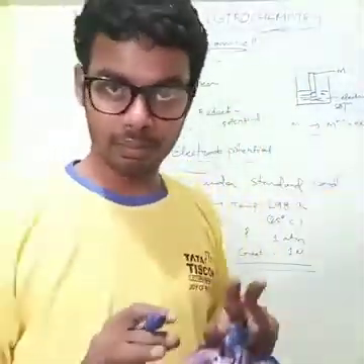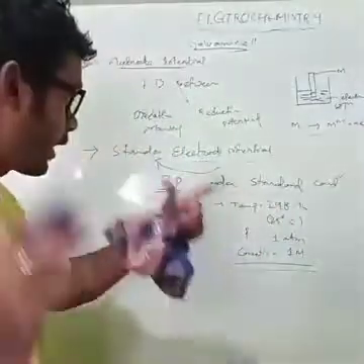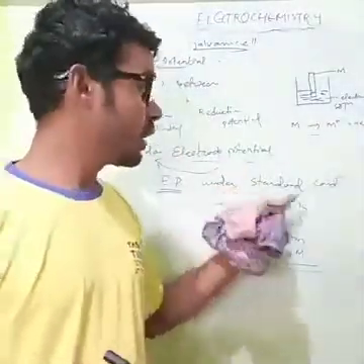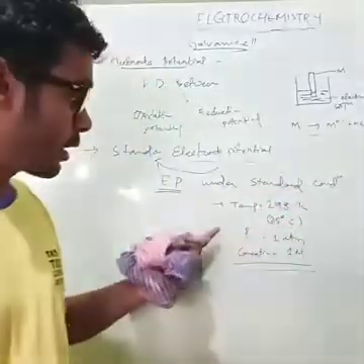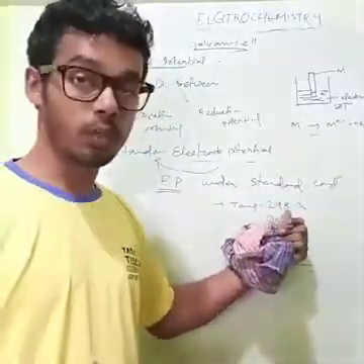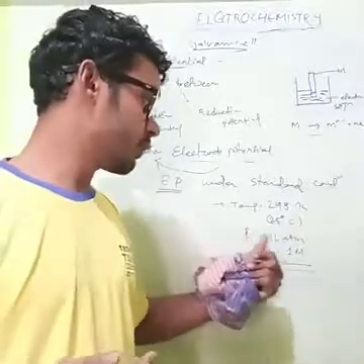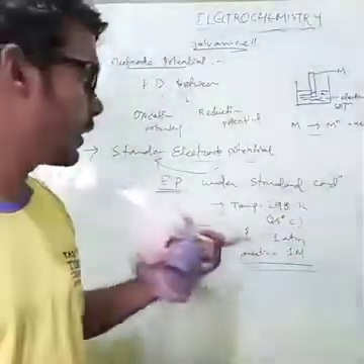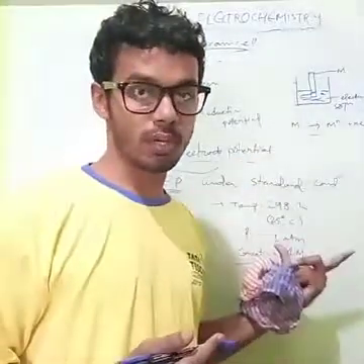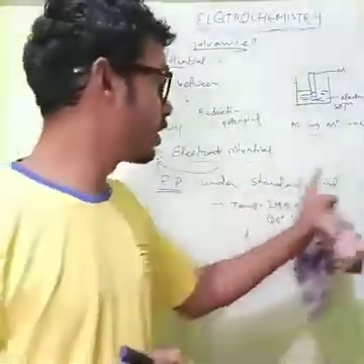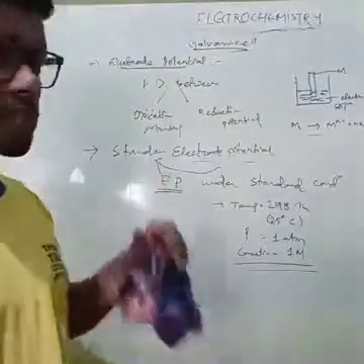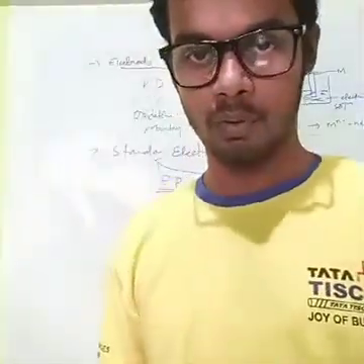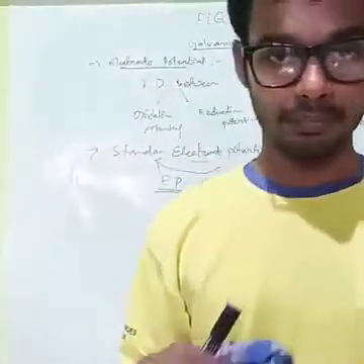Am I clear what standard electrode potential is? Again I am telling you, it is the electrode potential under standard conditions. What are the standard conditions? Temperature 298 Kelvin, pressure 1 atm, and concentration 1 molar. Then the potential difference at standard conditions is known as the standard electrode potential. Note it.